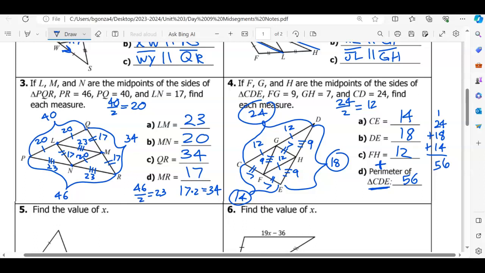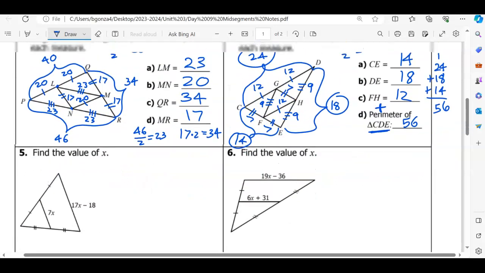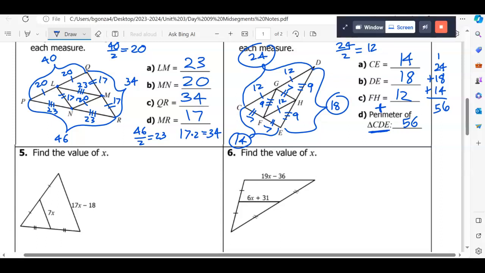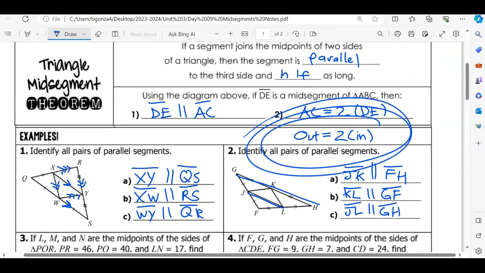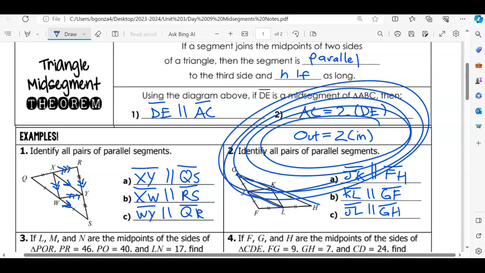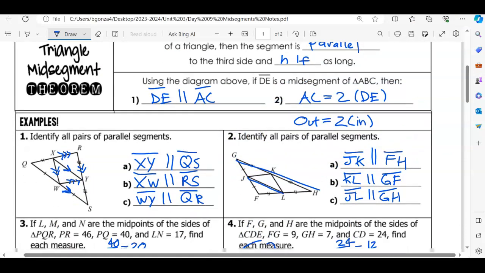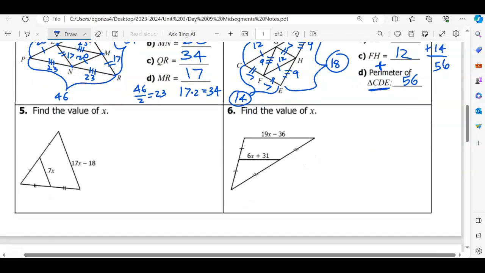All right, now look at 5 and 6. This is very, very important. So is everyone looking and listening? Okay. Up earlier we said, I want you to look right here, we said out equals 2 times in. Do y'all remember that right there? Okay. Go ahead and write that down on number 5. Out equals 2 times in.